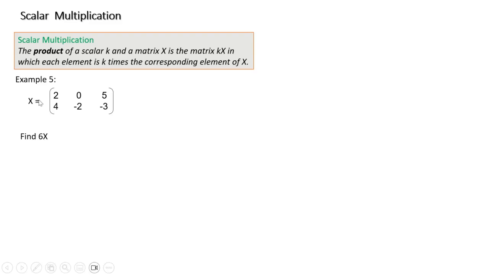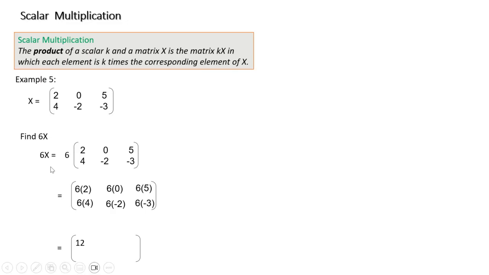Here they give us a matrix X. Matrix X is a 2 by 3 matrix, and the elements are 2, 0, 5, 4, negative 2, negative 3. So if I want you to find 6X, that means 6 times matrix X, so you're going to multiply 6 times every element in X. It's going to be 6 times 2, 6 times 0, 6 times 5, 6 times 4, 6 times negative 2, and 6 times negative 3. So the result will be 12, 0, 30, 24, negative 12, and negative 18. That's my result.